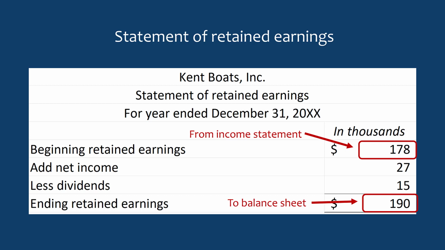The statement of retained earnings begins with last period's ending retained earnings balance, which is also this period's beginning retained earnings balance. We next add net income or subtract net loss. Next, dividends declared are deducted to arrive at the ending balance of retained earnings. This ending balance of retained earnings is carried forward to the next statement, the balance sheet.